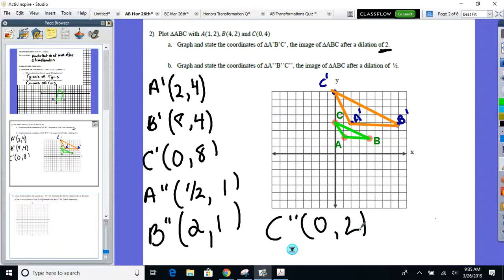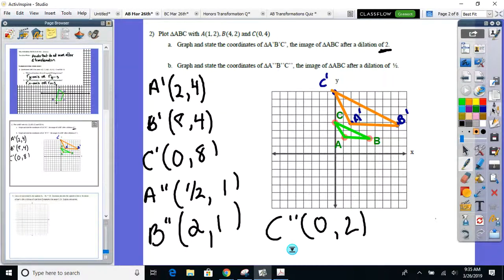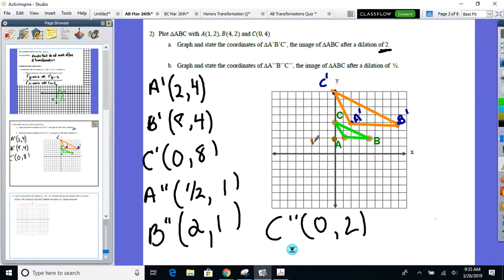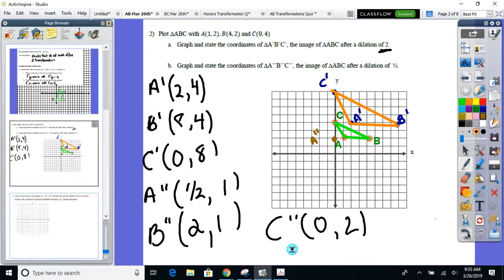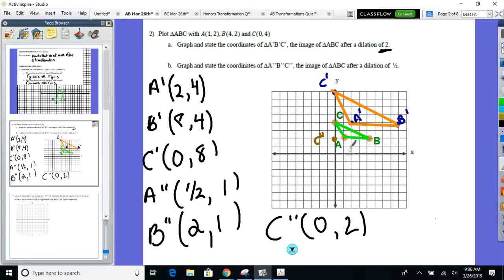All right, everyone, here you go. Watch all the points now get closer to the origin. That's not A double prime, that's C double prime. Tiny sucker now.